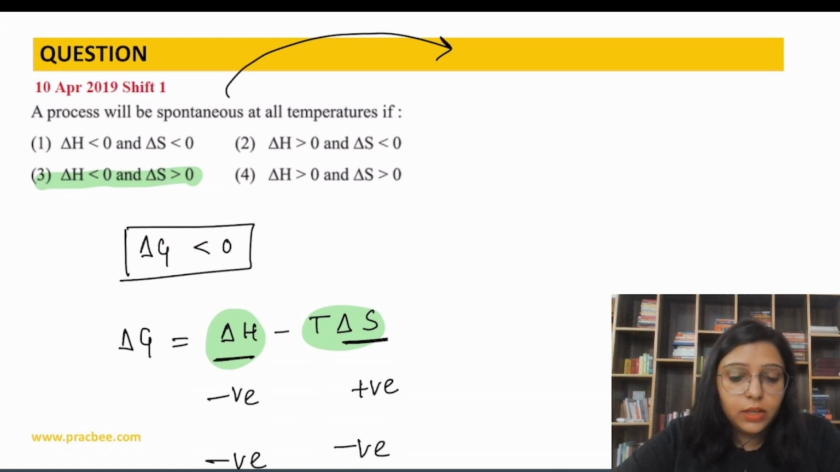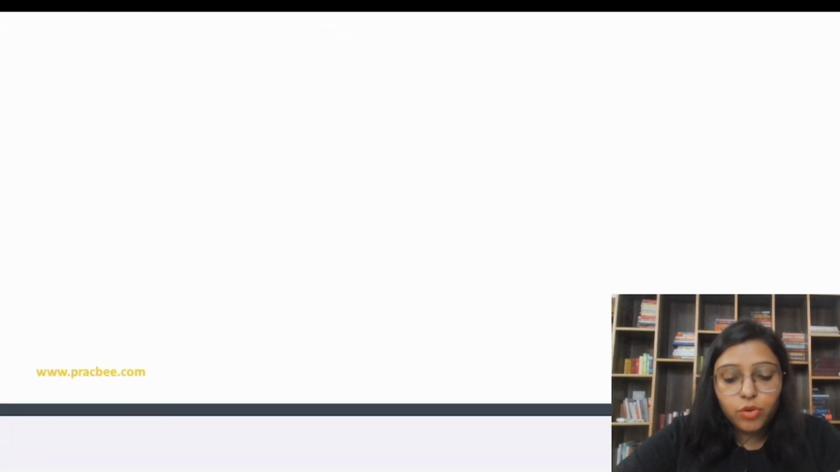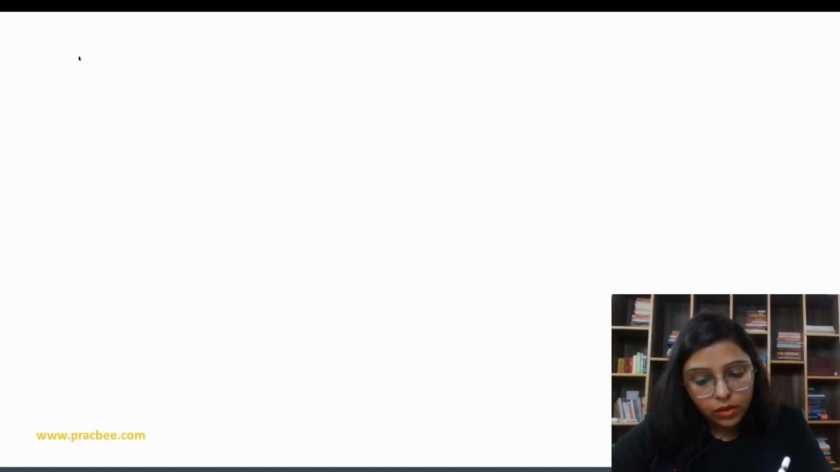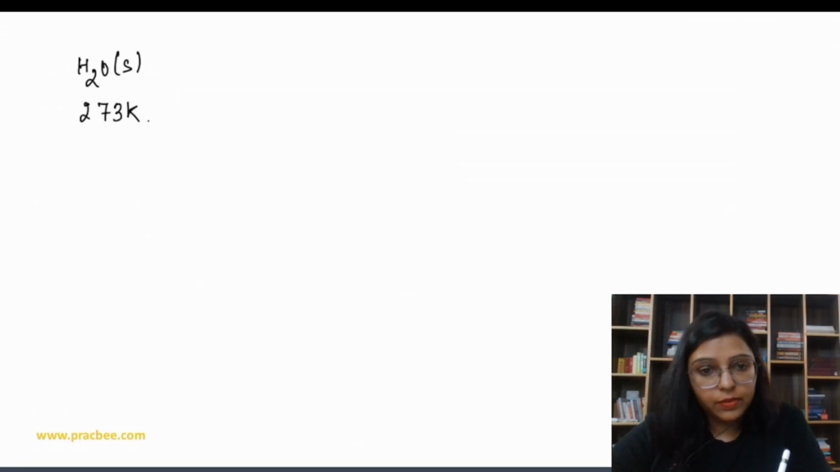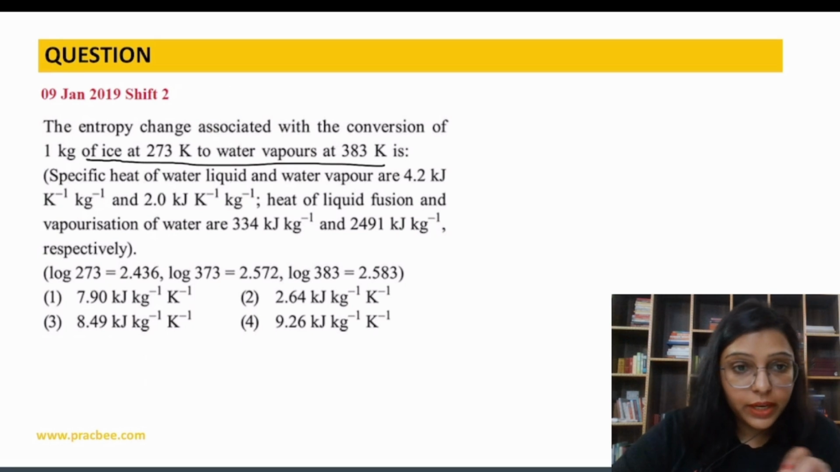Now let's do the next question. The next question says that the entropy change associated with the conversion of 1 kilogram of ice at 273 Kelvin to water vapor at 383 Kelvin is... H2O solid, right? 273 Kelvin. So 1 kg of ice at 273 Kelvin is converted to water vapors at 383 Kelvin. So it means we have to write down a process.